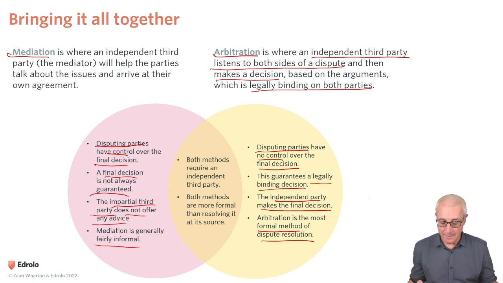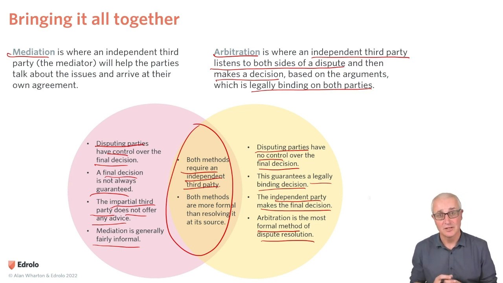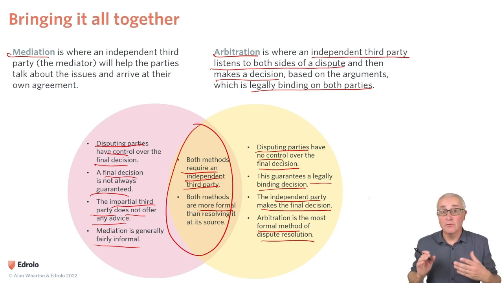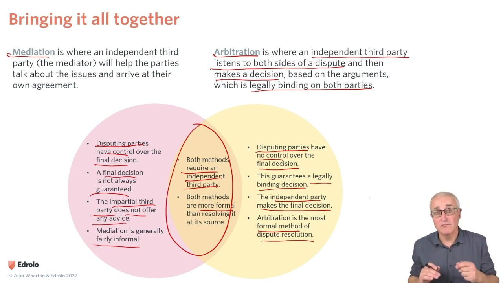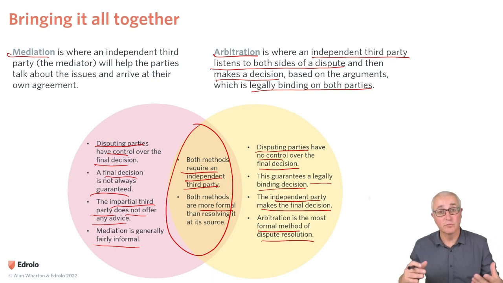So what do both of them have in common? Well, both of them require an independent third party to be part of those conversations. So whether it be the Human Resource Manager or representatives from the Fair Work Commission, we've got an independent third party involved in there. And generally, they're going to be more formal. When we get to mediation or arbitration, it's gone beyond just simply the manager and the employee trying to resolve themselves. We've brought in additional third parties, and that becomes a more formal process.